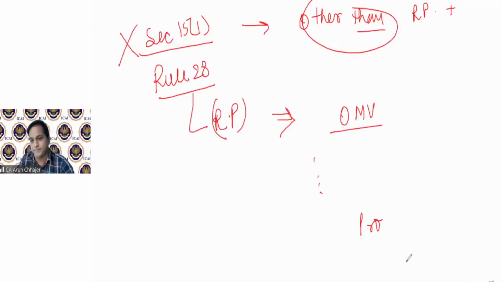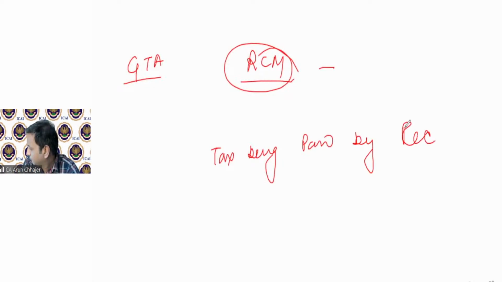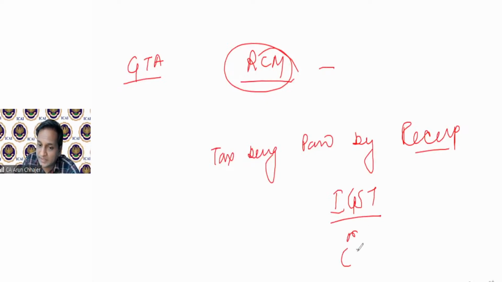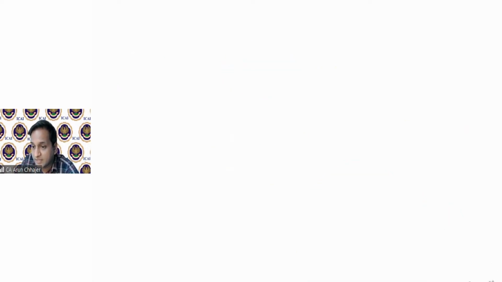See, GTA or any RCM, wherein RCM means the tax is being paid by the recipient. Okay. Can it be IGST, or always C plus S? The answer can be anything. In which circumstances, it will depend.